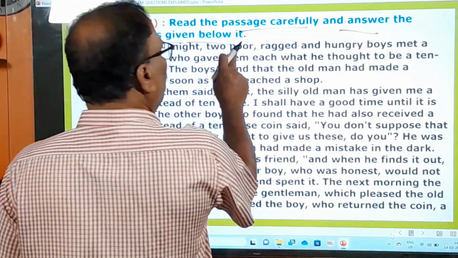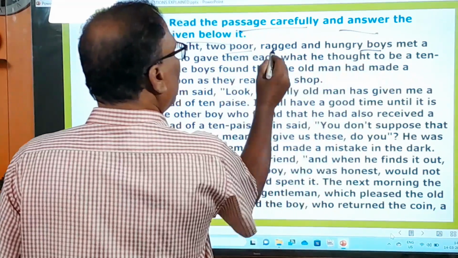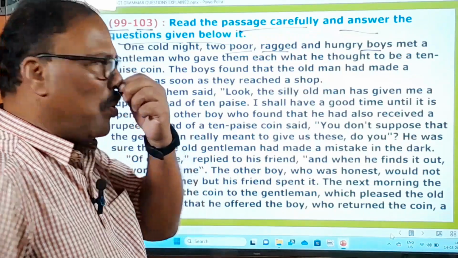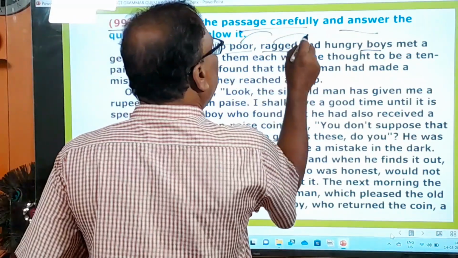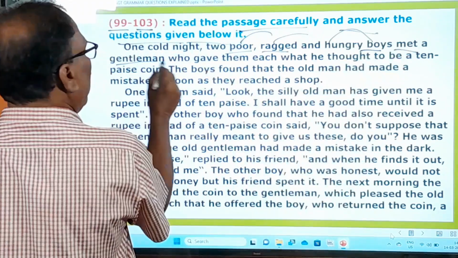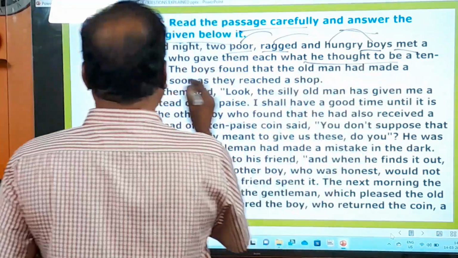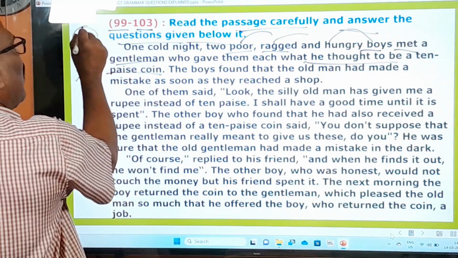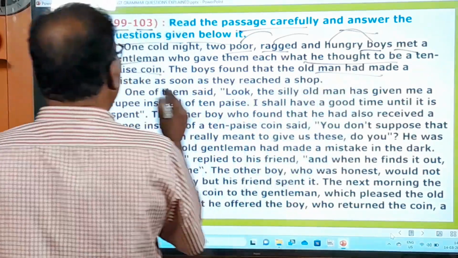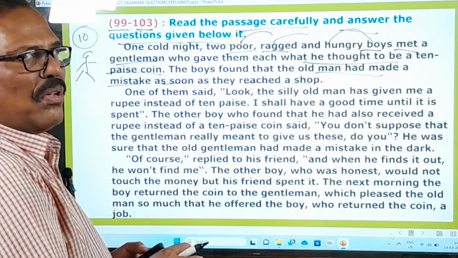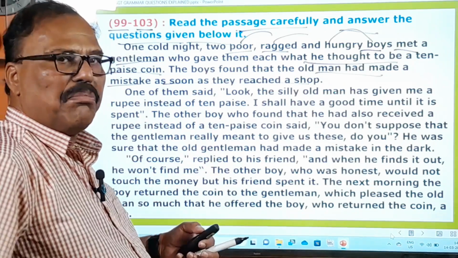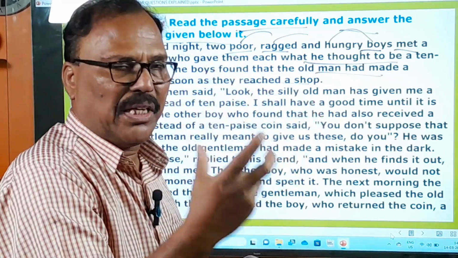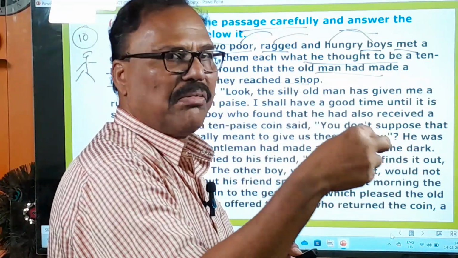One cold night, two poor, ragged, hungry boys. Poor, ragged means wearing tattered clothes. Tattered means torn clothes, you can say. The two poor, ragged, hungry boys met a gentleman who gave them each what he thought to be a 10 paise coin. So this gentleman thought he was giving them a 10 paise coin. But the boys found that the old man had made a mistake as soon as they reached a shop. That was the night time, and the gentleman gave each boy what he thought to be a 10 paise coin.